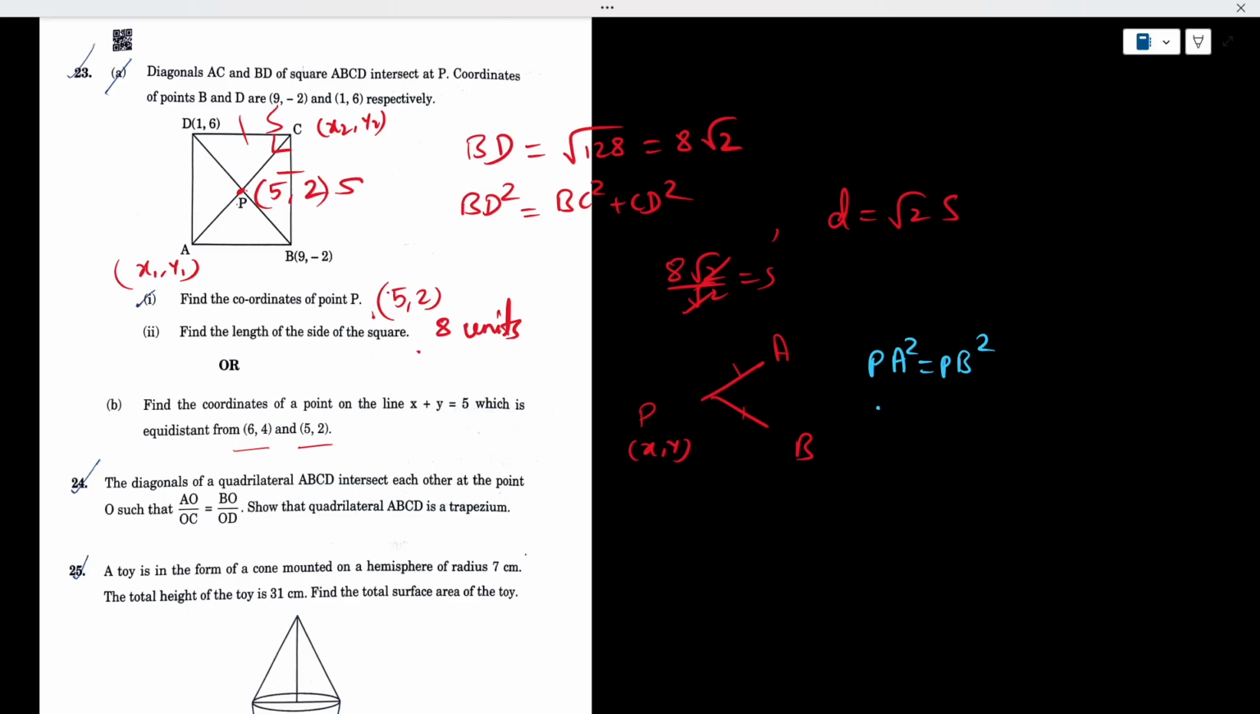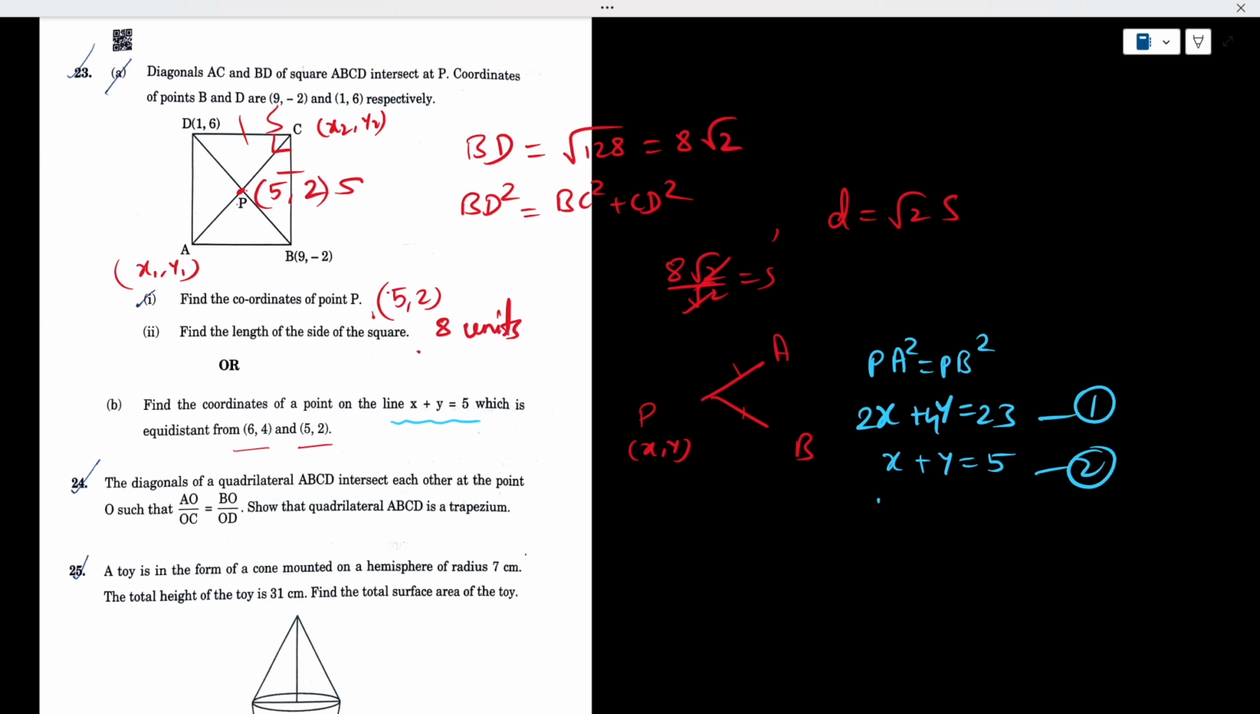Then when you do it, you must get 2x plus 4y is equal to 23. Now this point is on this line, so it must satisfy this equation. So another equation is x plus y is 5. These two equations, if you follow the elimination method or substitution method, you will get the x and y values.